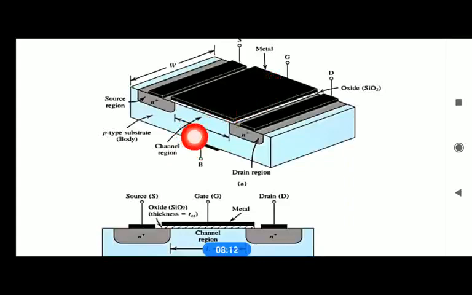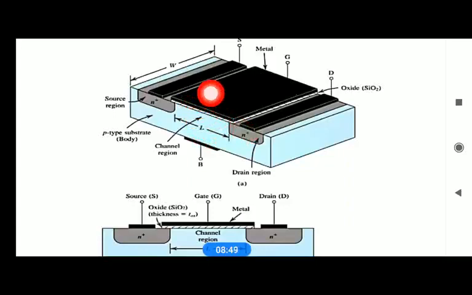This means the P substrate will form one more plate. In between we have an oxide, which acts as a dielectric material. So there is a capacitive effect present between the gate and body, because in between the gate plate, which is formed by metal, and the P substrate plate, which is formed by P-type semiconductor, we have an oxide, which is a dielectric material.